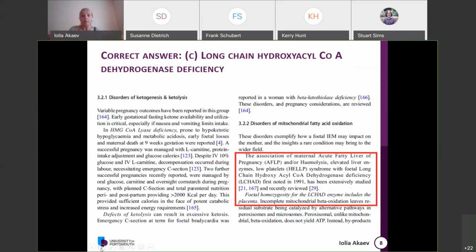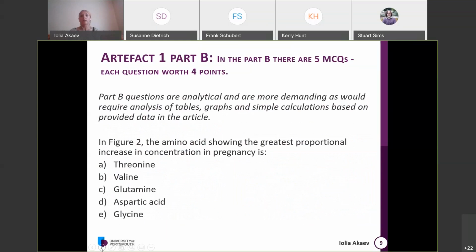And then the levels added 5 more analytical, difficult questions, which demanded more analysis, and mainly included tables, graphs, and simple calculations as well. So, for instance, in this example, this is as well.